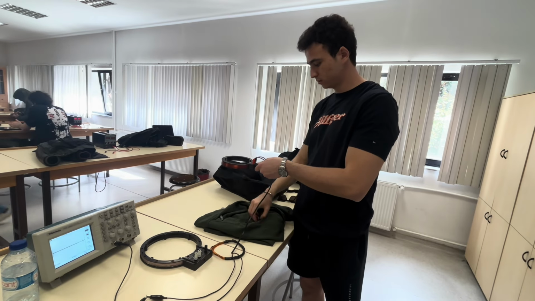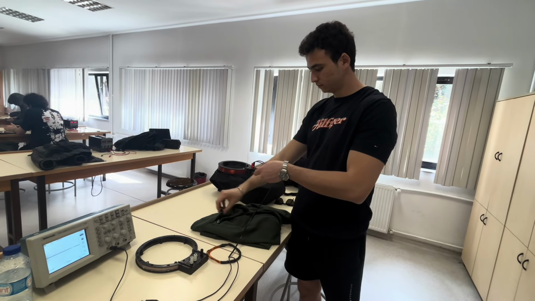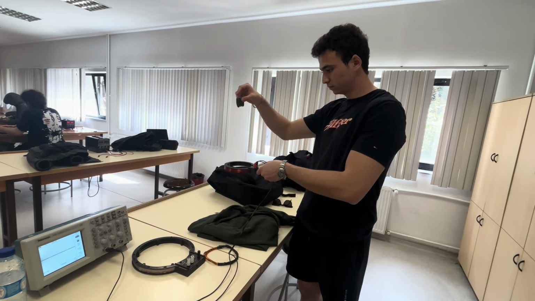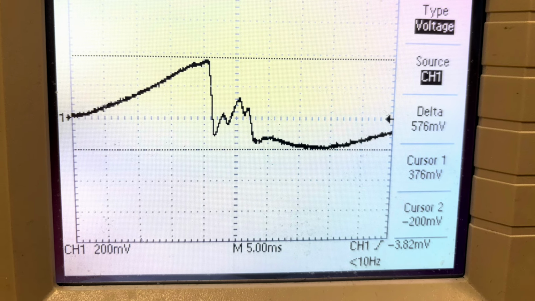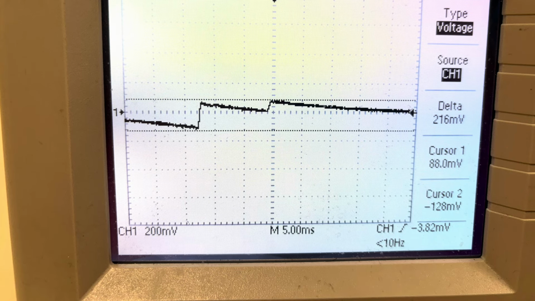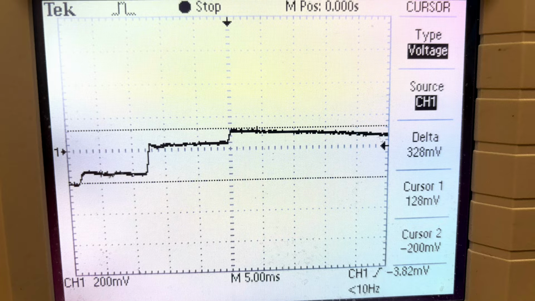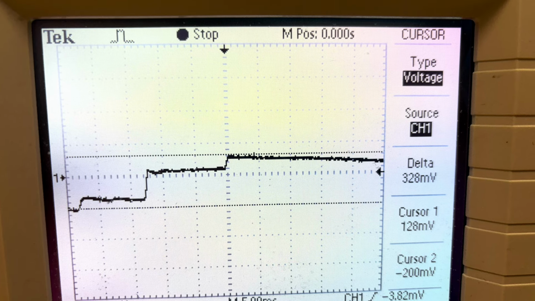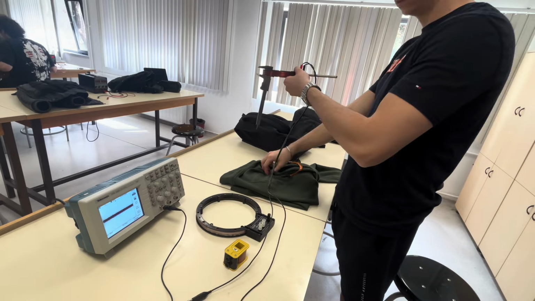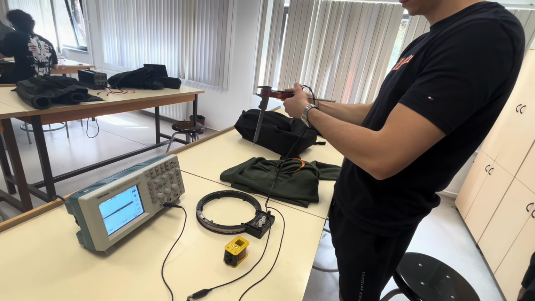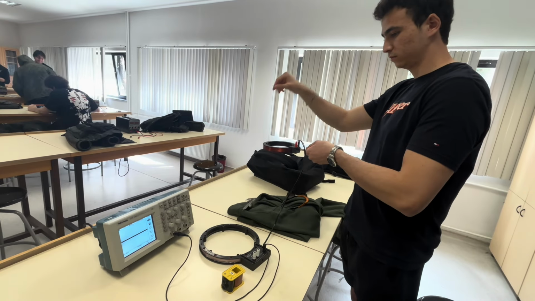Here I changed the number of magnets in the experiment. When I increased the number of magnets, the induced voltage also increased. Here I changed the core material inside the coil. First there is air, then I used metal.